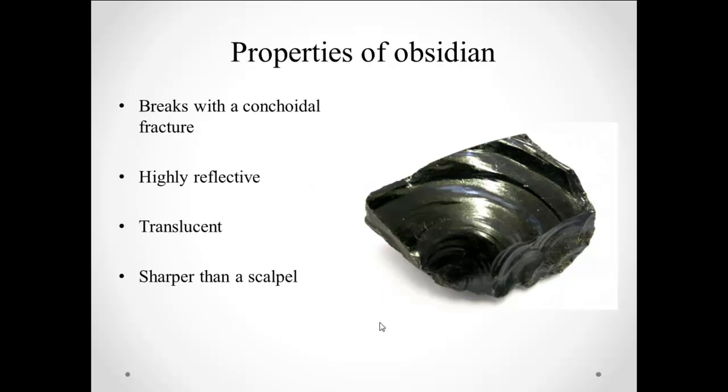So, properties of obsidian. Obsidian breaks with a conchoidal fracture, which are these wave-like patterns that show up on here. It's somewhat similar to the pattern of the shell of a mussel. As you can see, it's highly reflective because of the strong highlights, and it's translucent, so it allows light in, but it doesn't allow detailed images. Also, right here where two fractures meet, these edges are extremely sharp. They're sharper and more precise than a stainless steel scalpel blade.